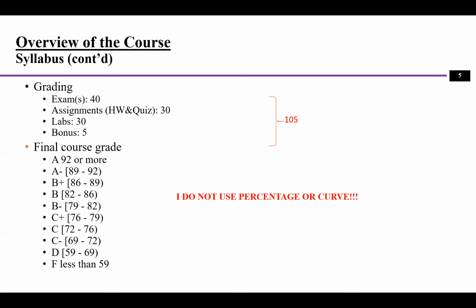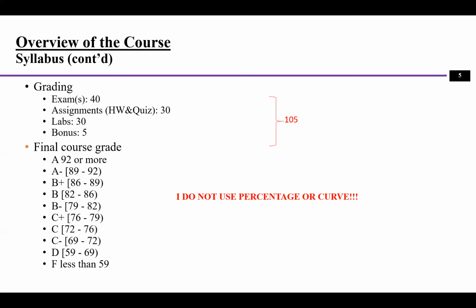So how does it work? For example, the exam will be 40 points, and each problem, added all together, will be 40 points total. Same for assignments. For one assignment, maybe it's only 2 or 3 points. But once you add it all up together, you will see the total points for assignments will be 30.